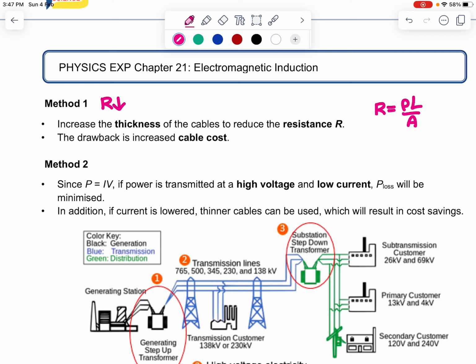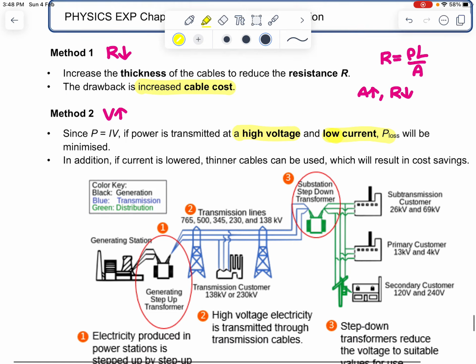So if we increase the thickness, we can reduce the resistance. However, this may lead to higher cable costs. The second method is to transmit at high voltage. If you transmit at high voltage and low current, your power loss will be minimized.